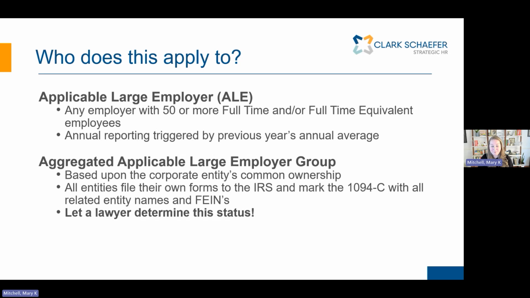All of these entities underneath this group would file their own forms to the IRS and mark the 1094-C with the applicable sister companies or anything along those lines, with their related entity names and FEINs, to show that they all go together. Now, the trick with the aggregated applicable large employer group is that an individual entity does not need to have 50 or more. It's if all of the entities together have 50 or more full-time and full-time equivalent employees.